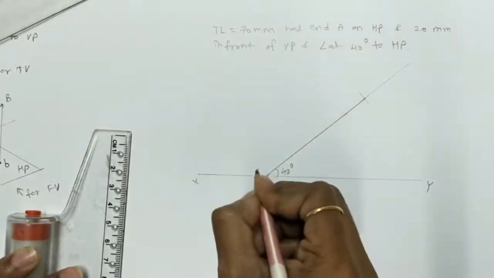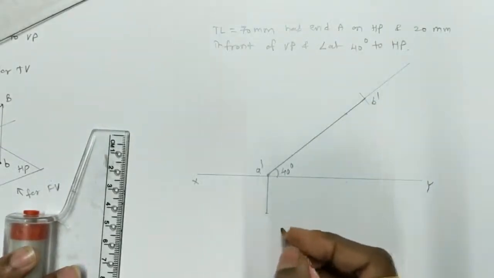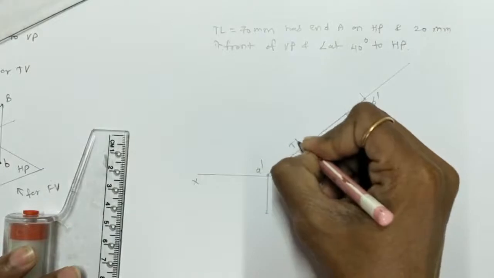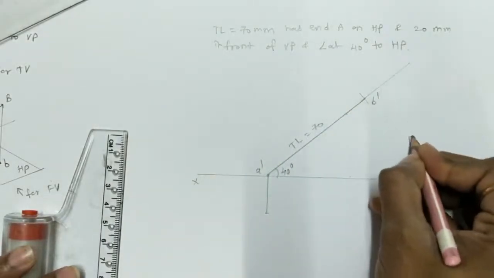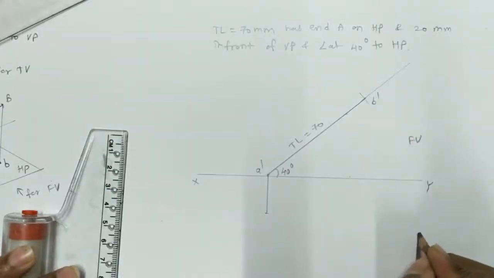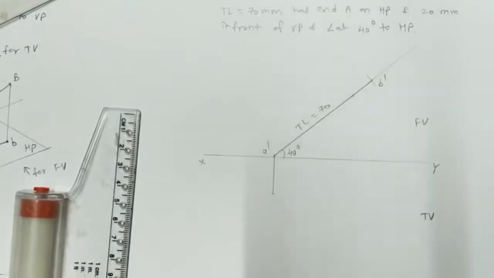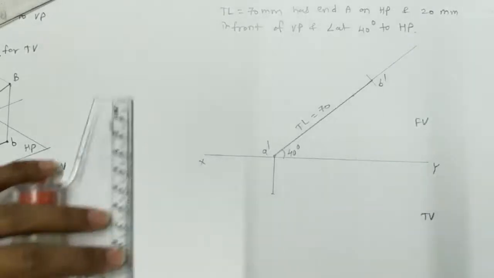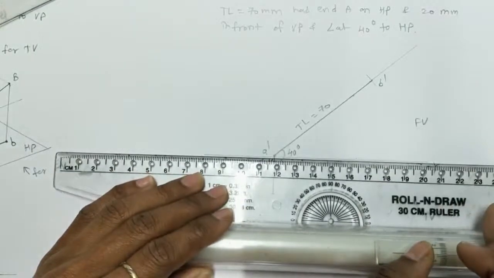So this is front view. I will give names as A dash and B dash, having true length equal to 70, and this is front view, and there is a top view below XY line. Now for top view, 20 distance below is given. So from this we have to draw the line.